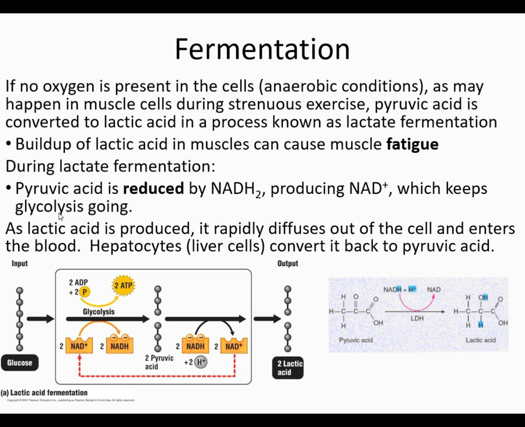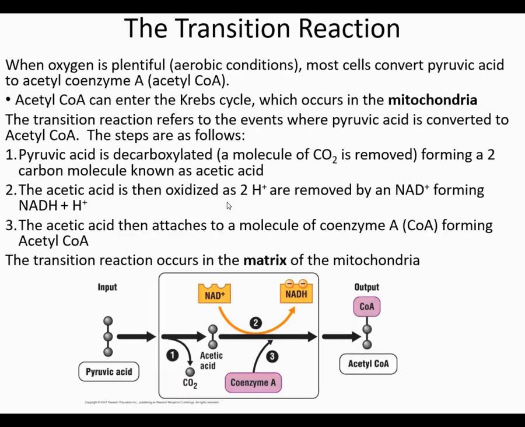Is this a very efficient and preferred mechanism? No, it's kind of a last-ditch effort. Because we're only going to get a little bit of ATP, and as I mentioned, the lactic acid will build up. As it builds up, it'll diffuse out of the cell, enter our blood, where it'll make its way to our liver to hopefully be converted back to pyruvic acid. If it doesn't, it can interfere with things like muscle contractions. All right, so that's what happens if oxygen is scarce.